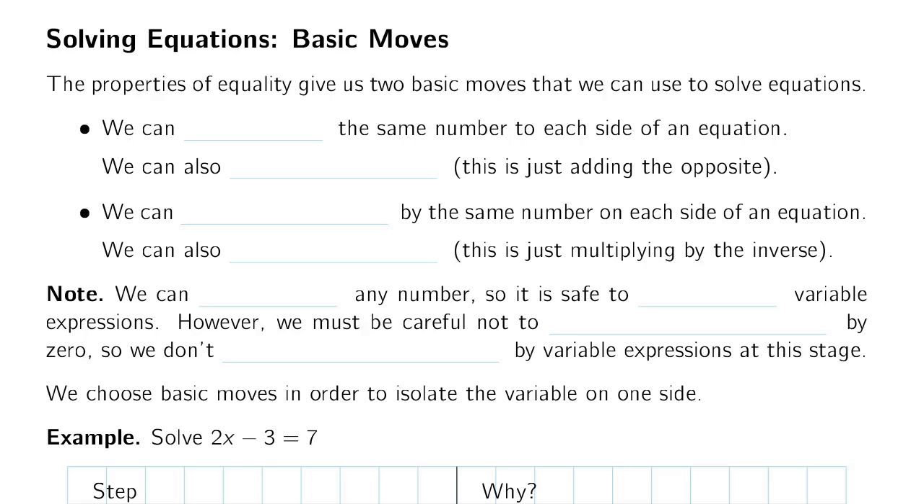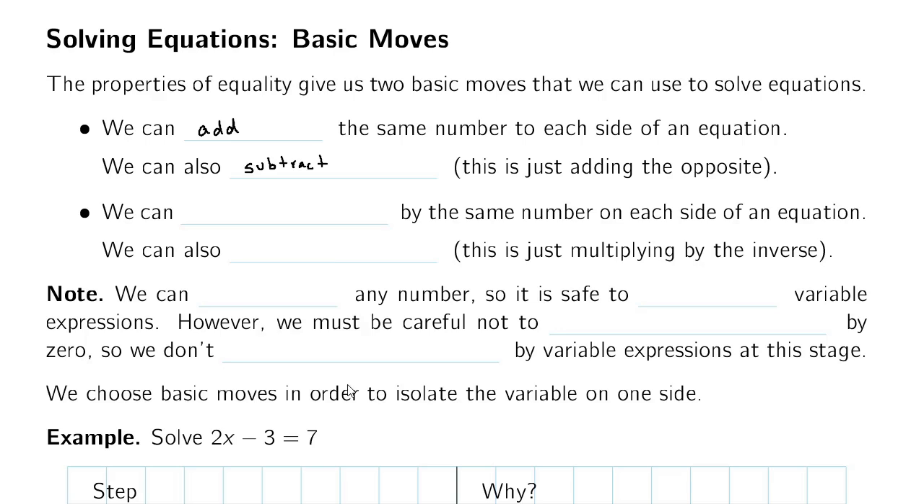Properties of equality give us two basic moves that we can use in solving equations. The additive property tells us that without changing the solution set, we can add the same number to each side of an equation. And of course, because subtraction is just adding the opposite, we can also subtract the same number.